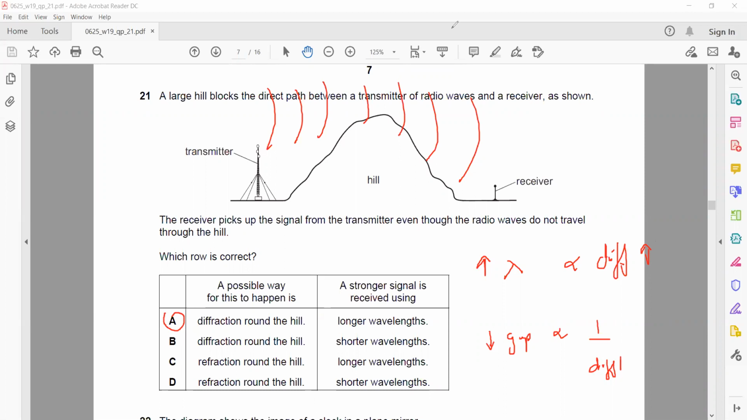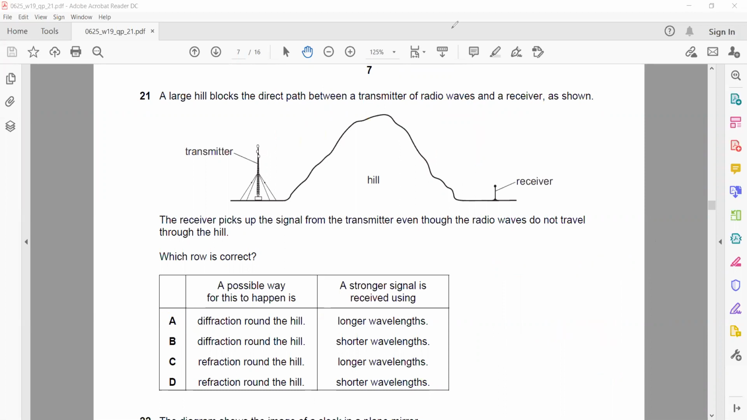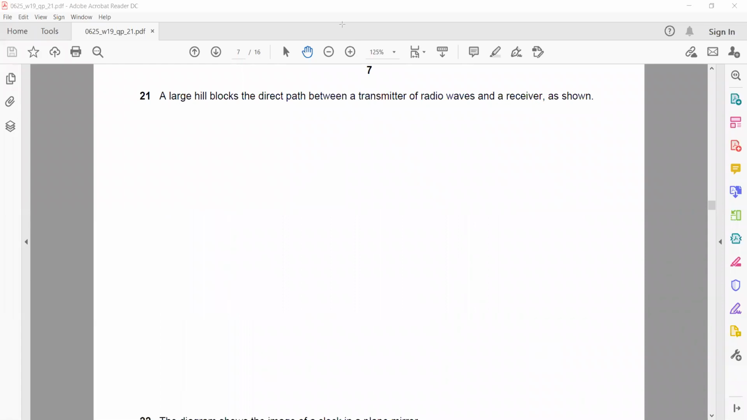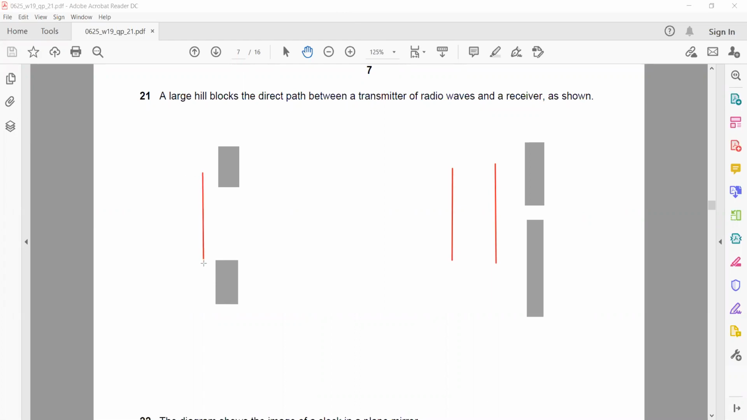As you can see, if I draw a figure, if these are the gaps, and you have a longer wavelength, and you have a shorter wavelength compared to the gap size. So this will have small diffraction. This will have more diffraction.